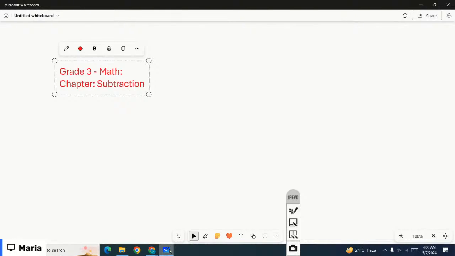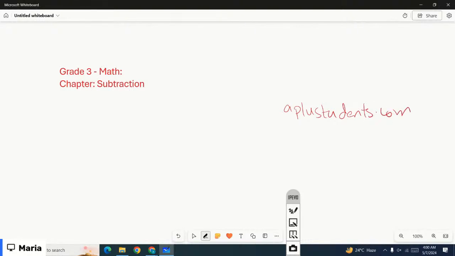We are here for grade 3 math. You can find all the lessons on aplusstudents.com. You have to log in there using your email address and the password provided by the administrator. Then you have to select math from the subject tab, scroll down to grade 3 and then click on view all lessons. So there you can find the list of the chapters.